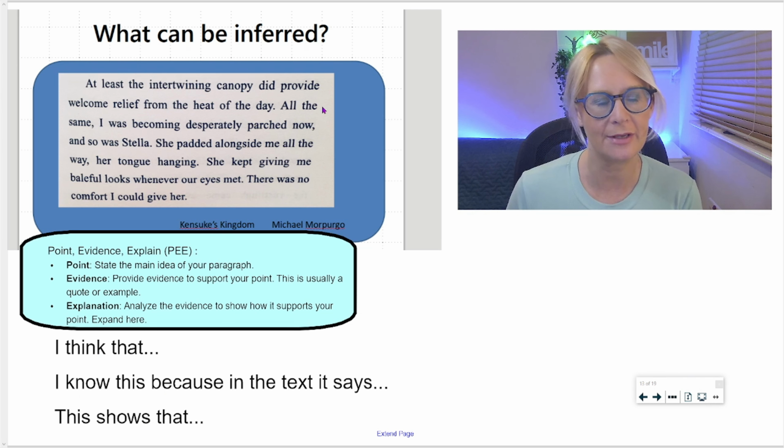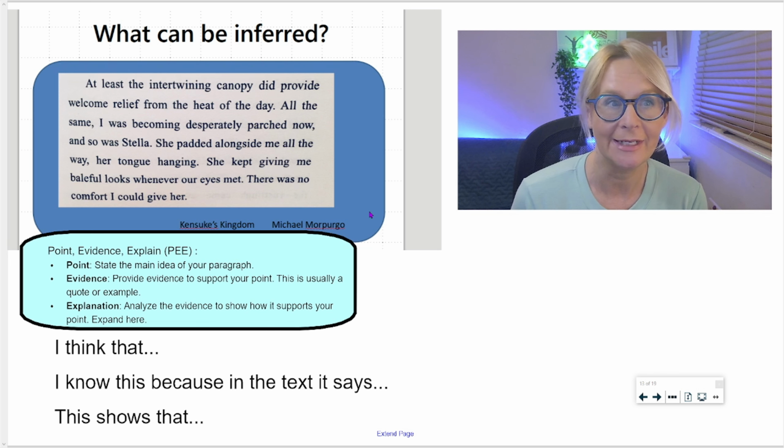So we'll read this first, and I want you to look carefully behind the words. Think about the word choice that the author has used. What is this telling us about what's going on? At least the intertwining canopy did provide welcome relief from the heat of the day.